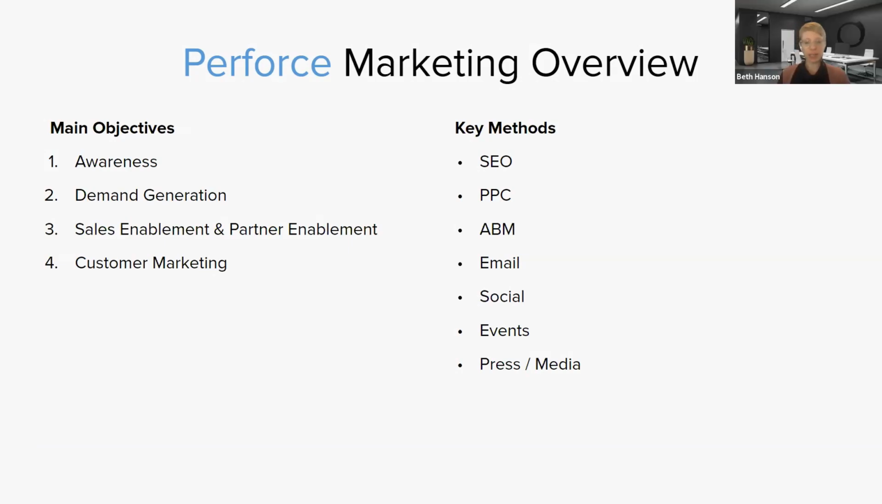Yeah, so our main objectives in marketing is to raise awareness of our products. So that's where a lot of the SEO comes into play. Demand generation is a big part of what we do too. So we do want to get a lot of people to fill out the forms, but we know we've got to also serve them the right content at the right time to make sure that they're ready for the form when they see it. We also do some sales enablement and partner enablement, as well as customer marketing. And to achieve these objectives, we have a variety of methods that we use, from SEO and PPC to email to events and press. There's a lot going on in our marketing department.